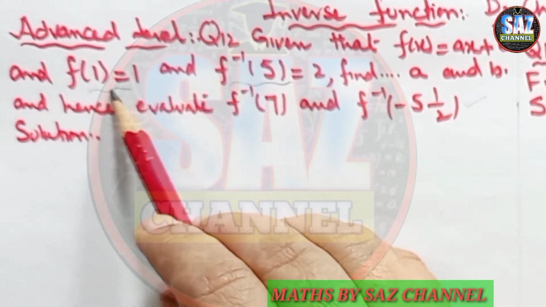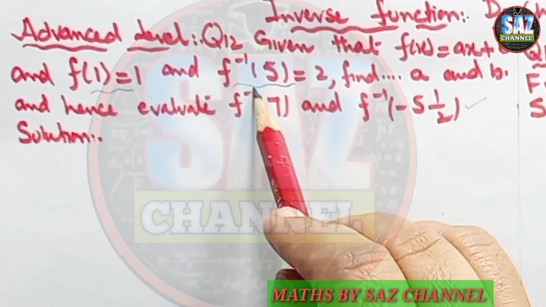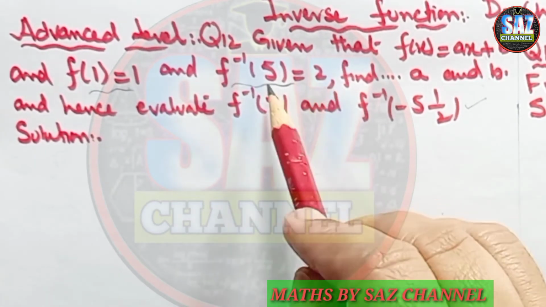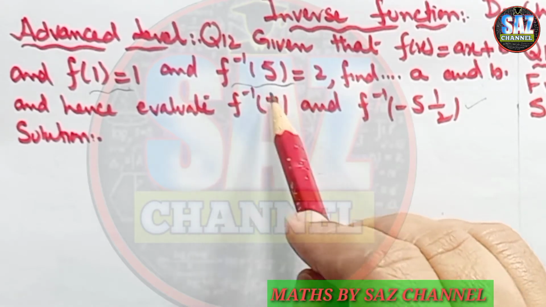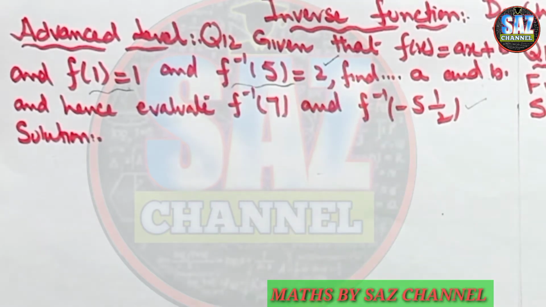One of the conditions is f of 1 equals 1, which is the direct condition, and the second condition is f inverse of 5 equals 2. It's better to turn this inverse condition into direct condition. Let's move to the solution of this question.